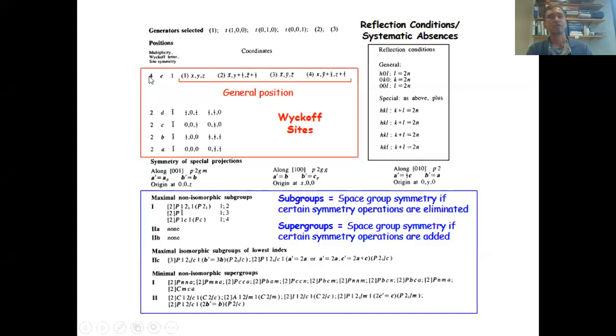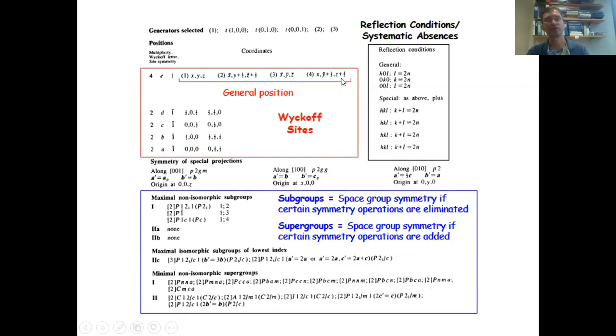Okay? So this position here is what is called a general position. And a general position is defined as a position where the coordinates are variable. Okay? So when the coordinates are variable, they have just the general definition of x, y, and z. So basically anywhere in the unit cell, but not on a special position which we will discuss in a bit.